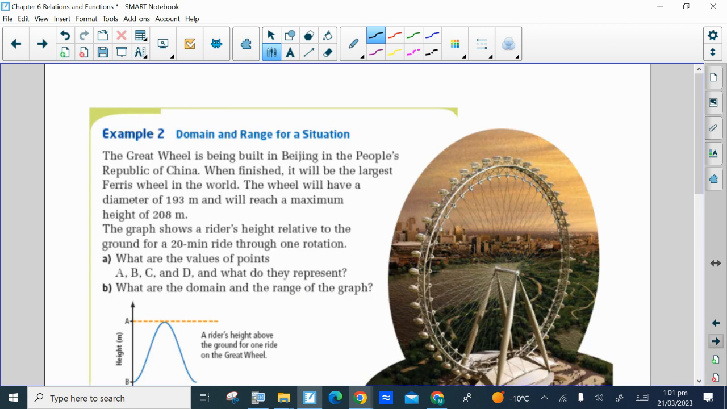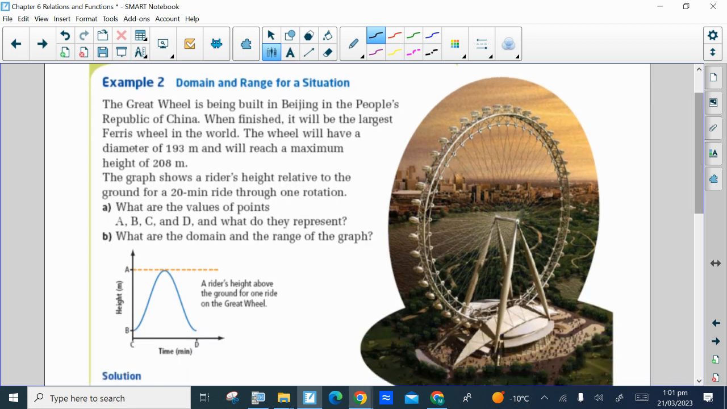This next example, domain and range for a real situation. The Great Wheel, at the point when this book was published, was being built in Beijing, in China. When it finished, it would be the largest Ferris wheel in the world. It will have a diameter of 193 meters, reach a maximum height of 208. The graph shows a rider's height relative to the ground for a 20-minute ride through one rotation. What are the values of points A, B, C, D, and what do they represent? And then what is the domain and range of the graph?